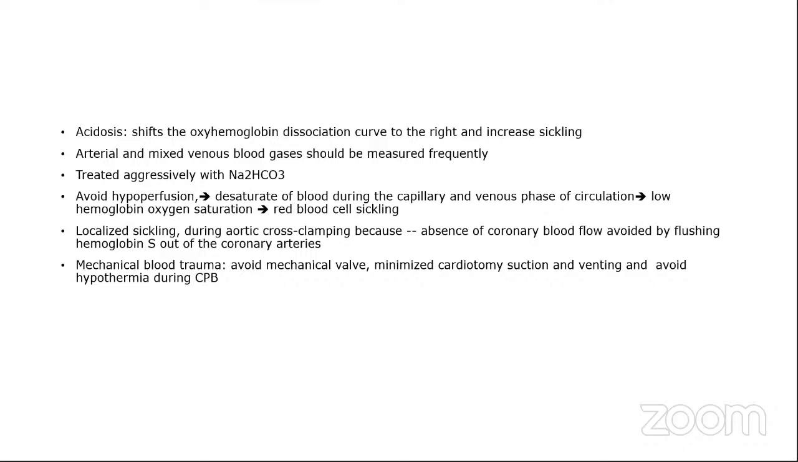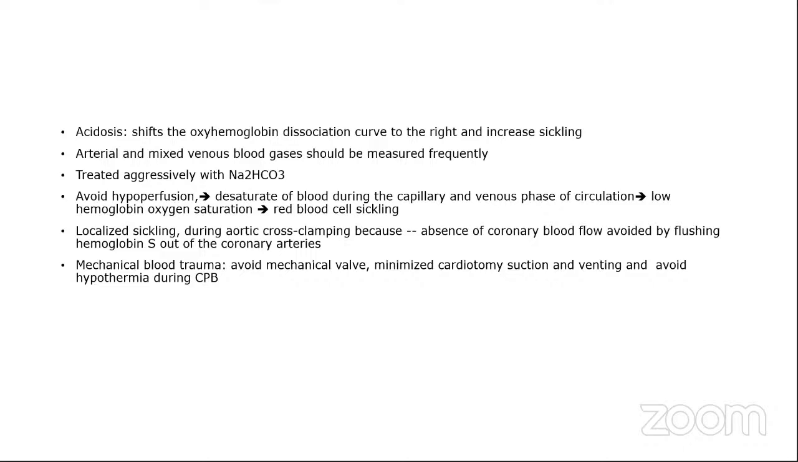And arterial and mixed venous blood gases should be measured frequently, because as we mentioned before, there is a certain target we don't want to go at that limit. And once we have acidosis, it is to be treated aggressively with sodium bicarb.